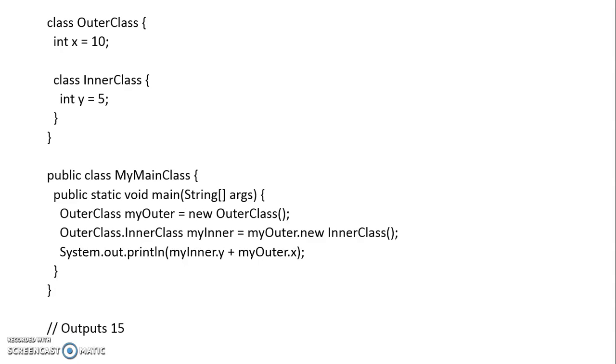So I think I have cleared both the concepts. First the access modifiers, which are of four types, and then we have seen the small concept of inner class.